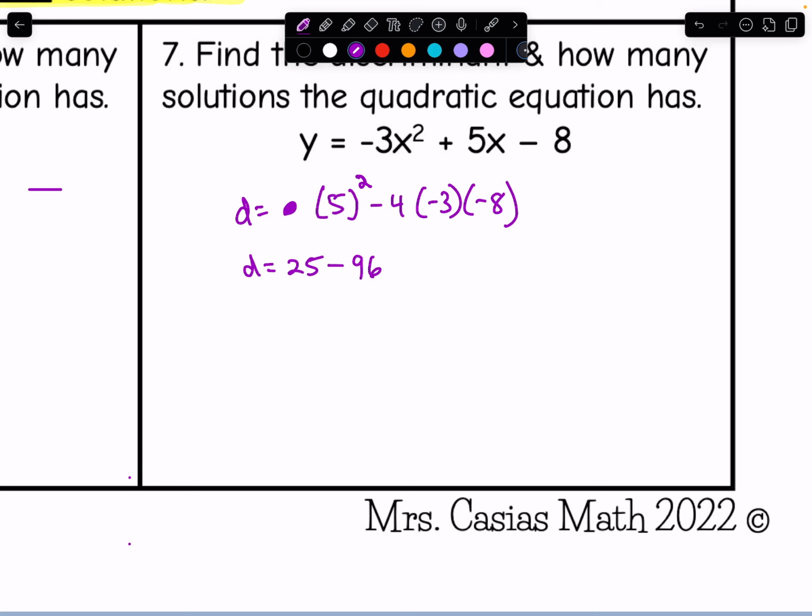96, and then 25 minus 96 is negative 71, which means 0 solutions. And we'll talk about why that means 0 solutions in the future.